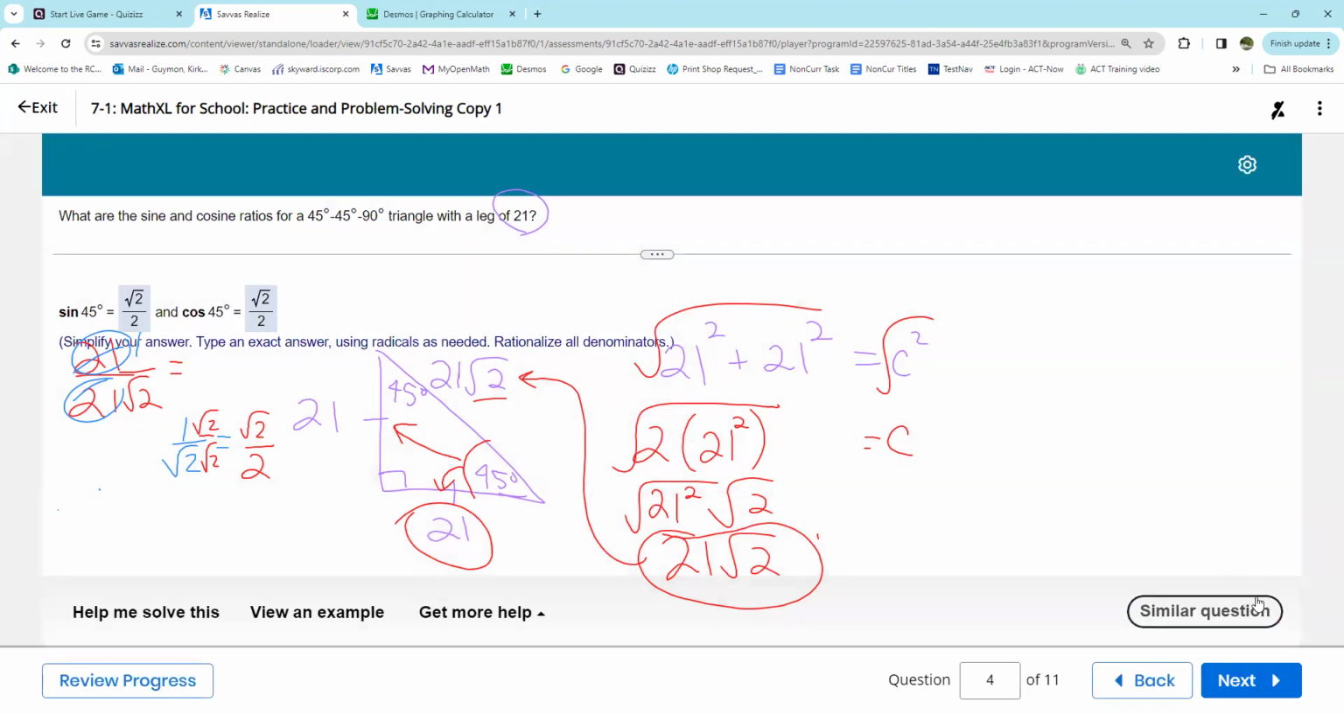So there is Savas Algebra 2, lesson 7-1, the fourth problem I have assigned to you. Hopefully that helps you out to understand that.